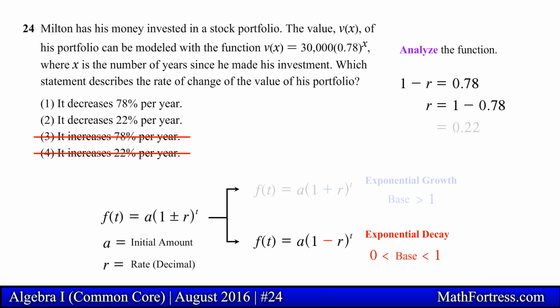Solving for r, we obtain 0.22, or 22%. This means that the rate of decay is 22%. In other words, the portfolio is decreasing 22% per year. Looking at the remaining options, we see that option 2 is a perfect match, so option 2 is the final answer.